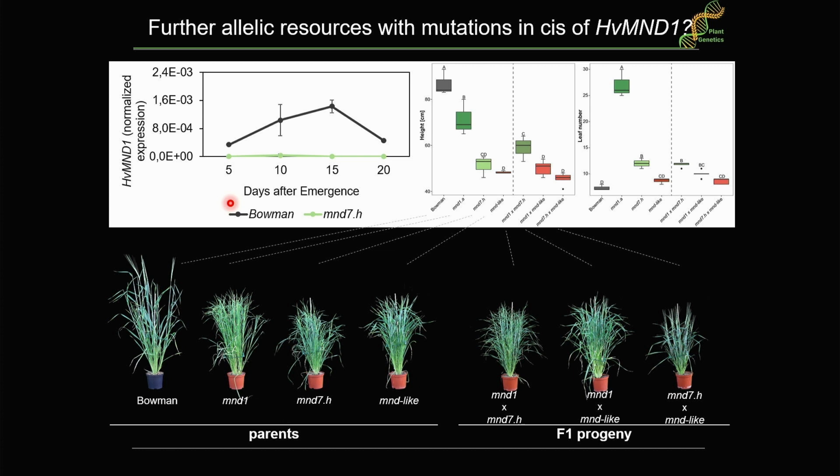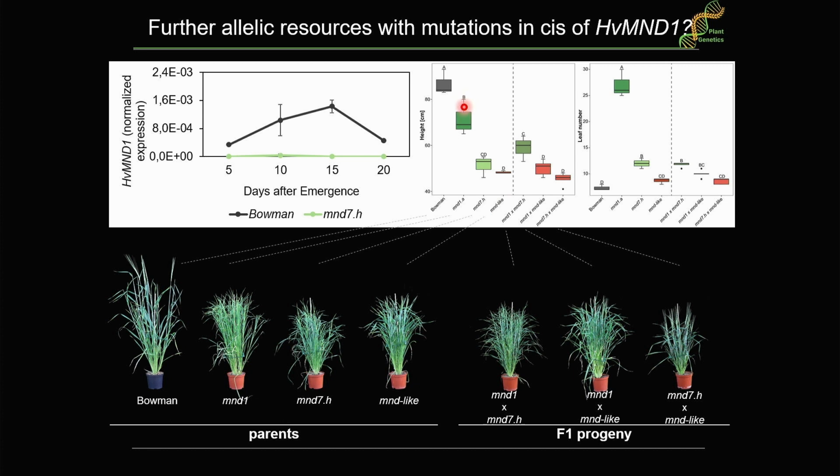We quantified the phenotypes of the parental lines and also of the crossed F1 progeny. And I think this is a bit difficult to see, but I can explain it to you. So here we have the height of the lines. Gray is the wild type. These two green ones are MND1 and MND7. And this last one is the MND-like mutant. So these are the parents.